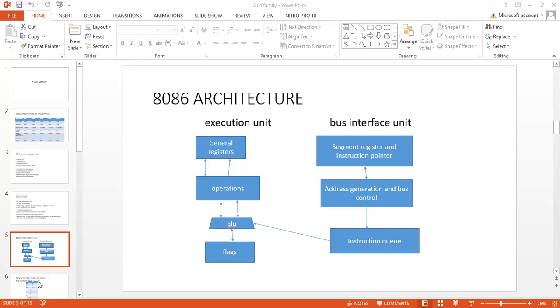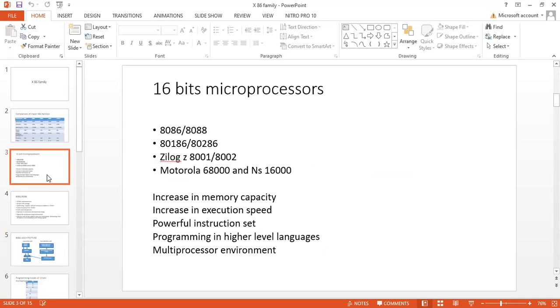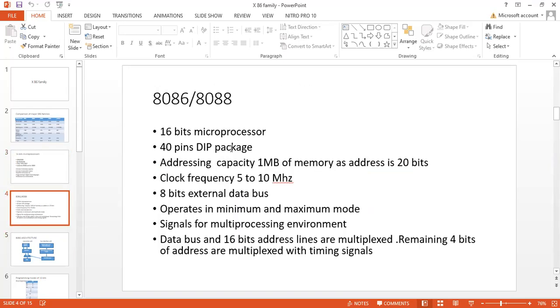So that is nothing but the architecture of 8086. Now, 8086's main feature set: it is a 16-bit microprocessor, a 40-pin DIP package. It has a 20-bit address, so 1 MB of memory, and up to 10 megahertz frequency. These are the points which are given in the table also.